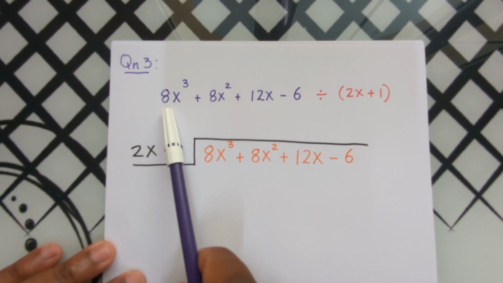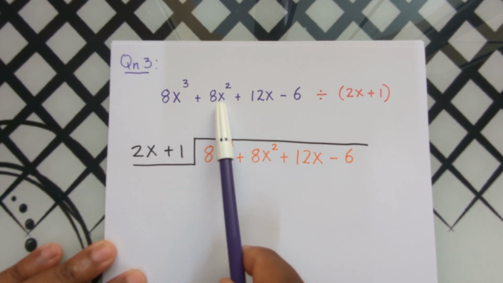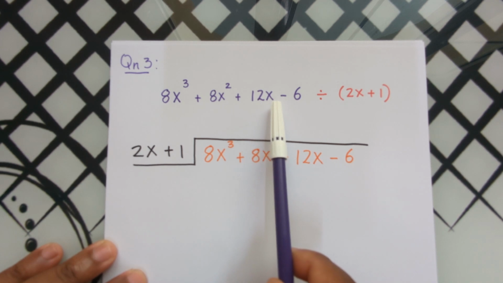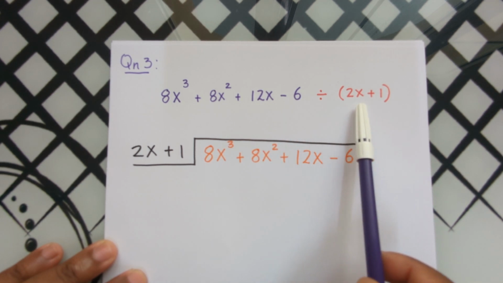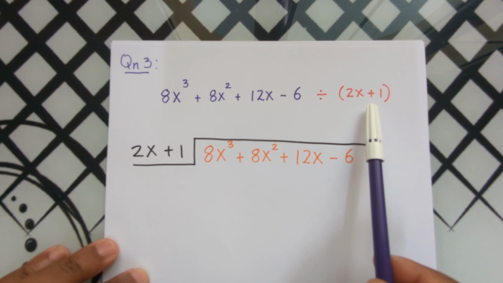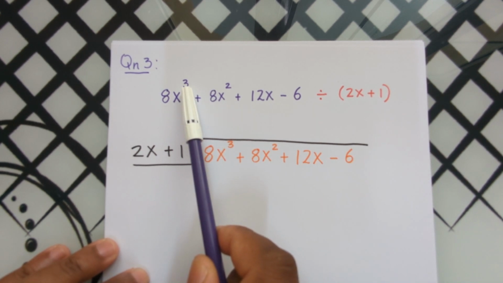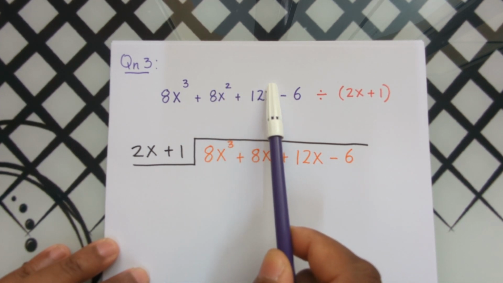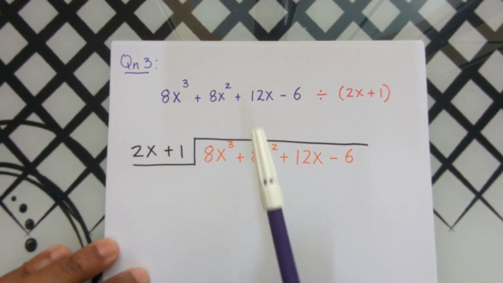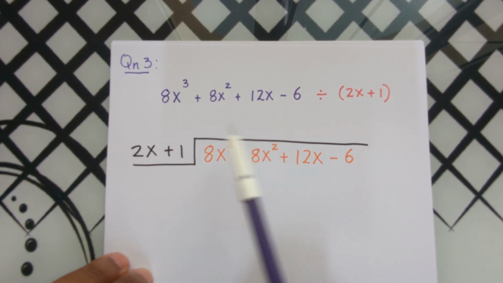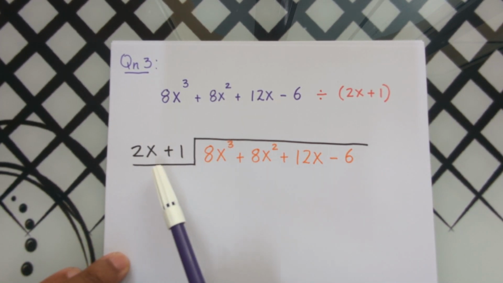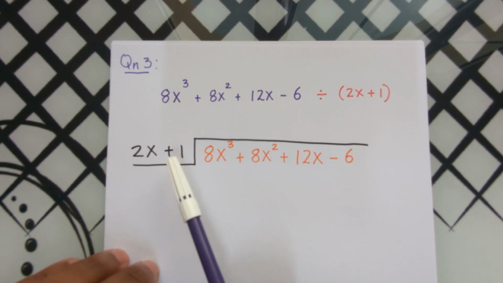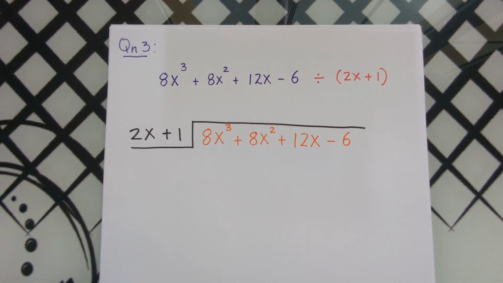Question number 3 says 8x to the power 3 plus 8x squared plus 12x minus 6 divided by 2x plus 1. So our first exponent, which is our degree, is 3, followed by 2, followed by 1, and lastly by 0. So we are good to go. So let's write our polynomial like this with our 2x plus 1, our divisor, on the left side. Now let's do the division.